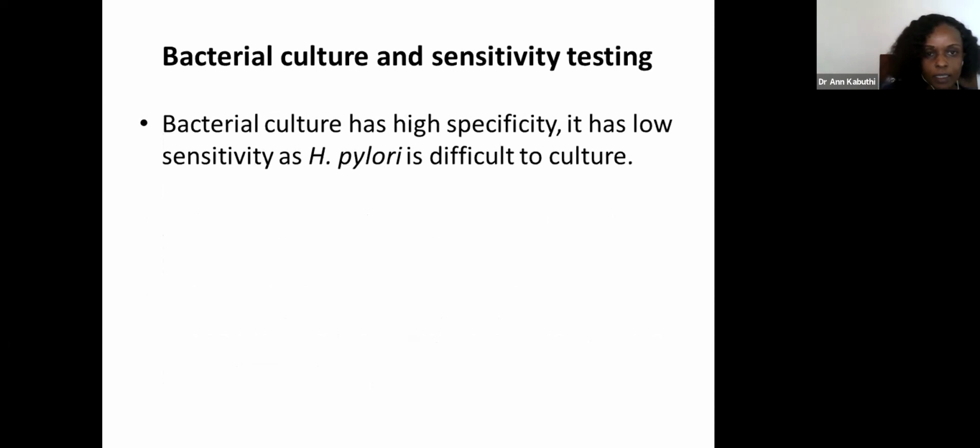So for the biopsies, we can also do culture and sensitivity. This has a high specificity, but it has a low sensitivity since H. pylori is difficult to culture. But there are ways in which you can increase this sensitivity. Number one, when sending a patient for bacterial culture and sensitivity, remember when you're going for endoscopy, these patients should not have been on antibiotics 4 weeks prior to the endoscopy, and also PPIs 2 weeks prior to the endoscopy, because these inhibit the growth of bacteria.